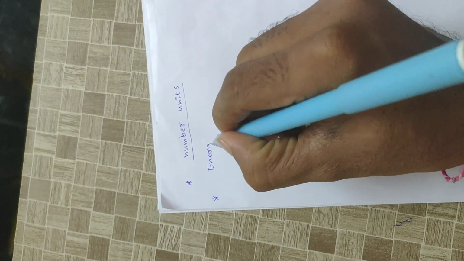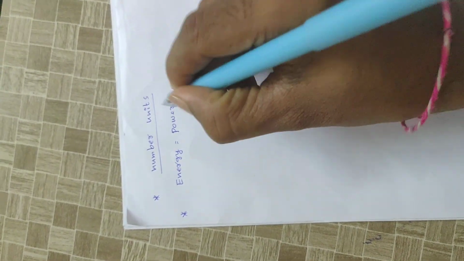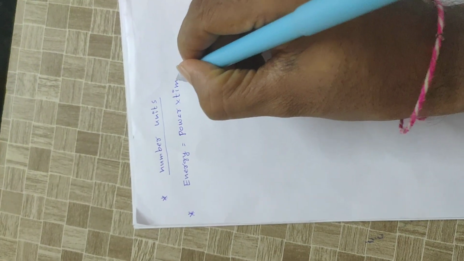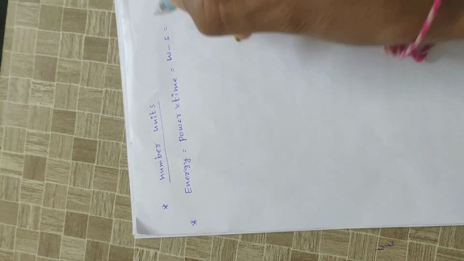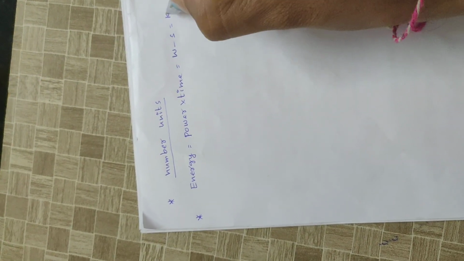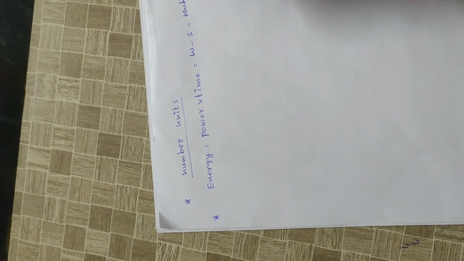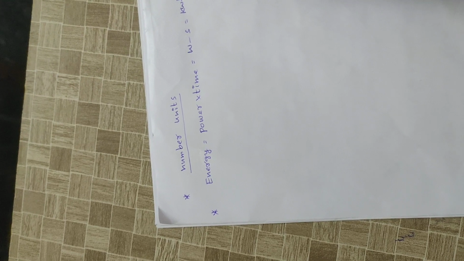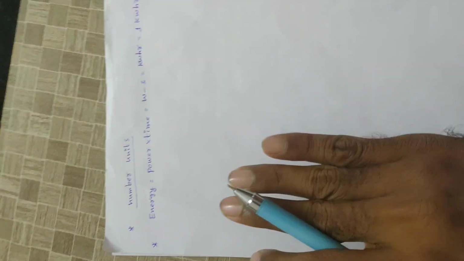Energy is nothing but power into time. The unit of power is watts and the unit of time is seconds. If I write in terms of kilowatts and hours, it is kilowatt hour. That means 1 kilowatt hour equals 1 unit of the electricity bill, and for 1 unit you pay that much amount of bill.